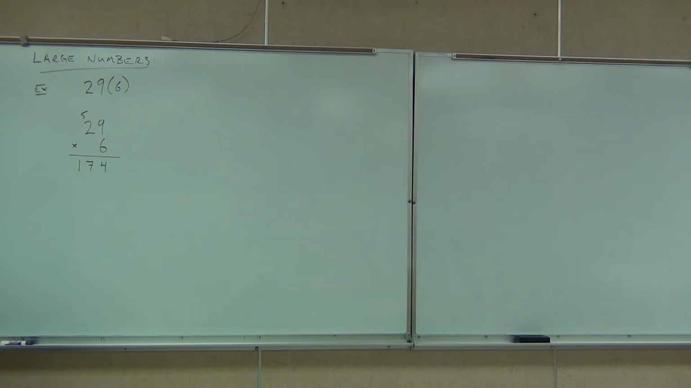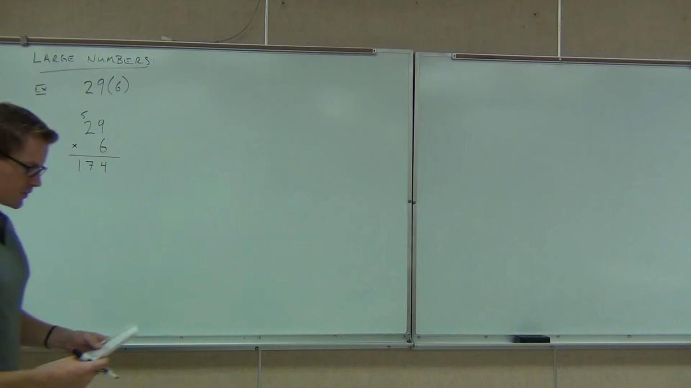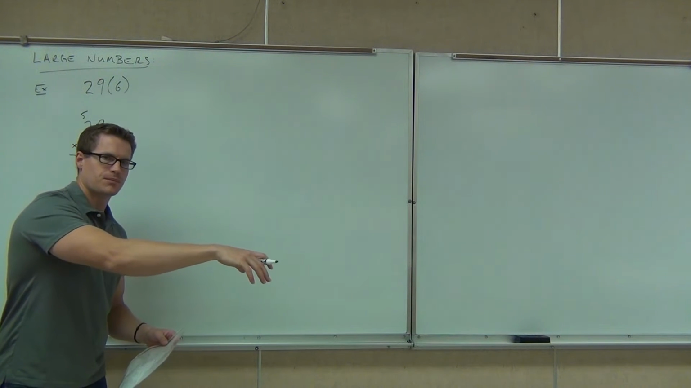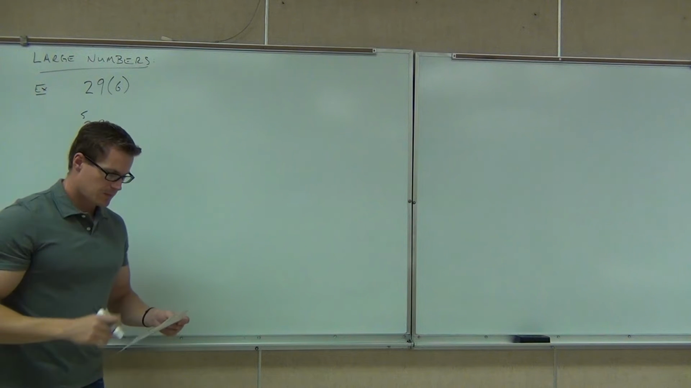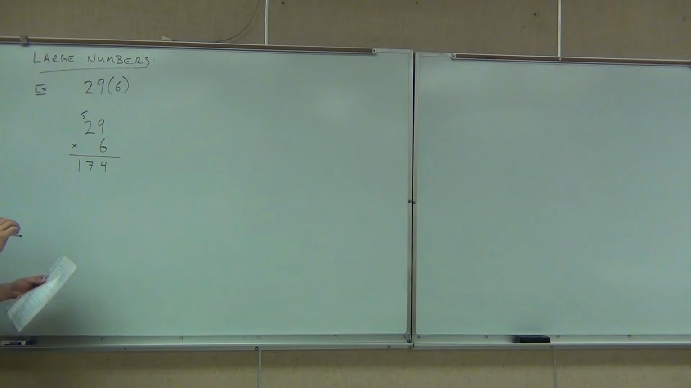So we get 174. So that's one way that we can multiply these large numbers: line them up vertically, multiply each digit on the bottom by each digit on the top. We do need to remember place value holders when necessary. Here they weren't necessary, but we might see them sometimes where they are. Let's do a couple more examples here.